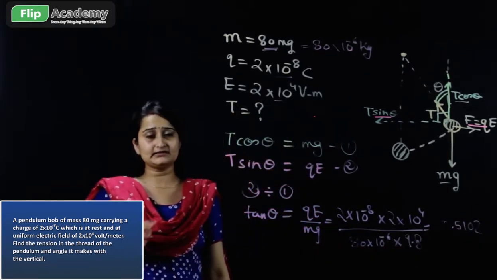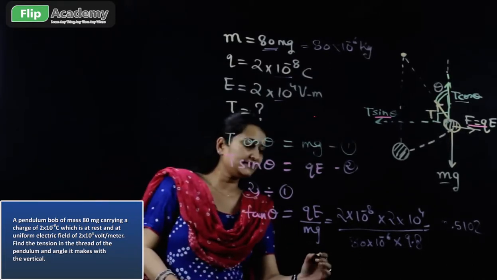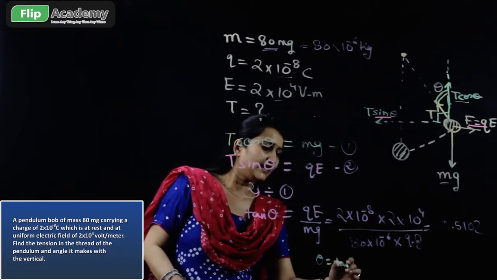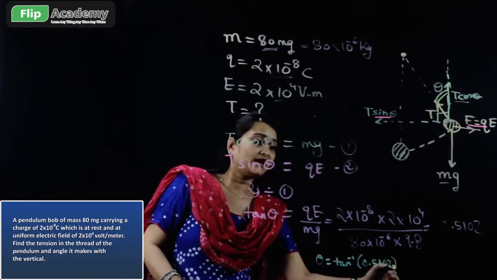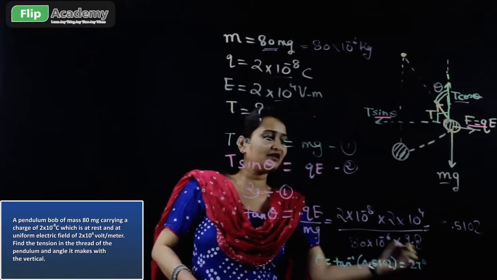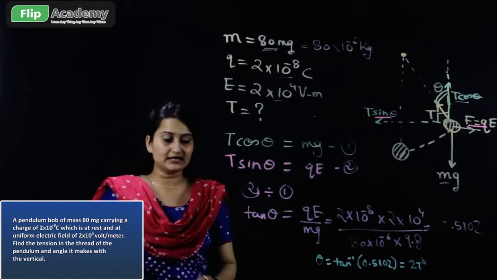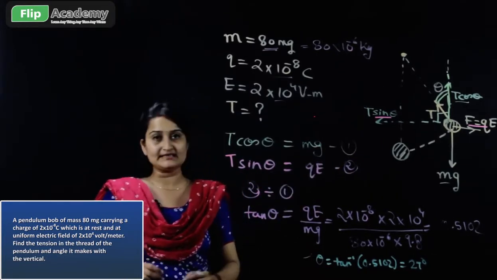Your answer is 0.5102. So this is tan theta. Now you have to find theta. That is, theta is equal to tan inverse 0.5102. And what will be the value on simplification? You will get 27 degrees. That is the angle which this pendulum is making with the vertical, theta, which is 27 degrees.